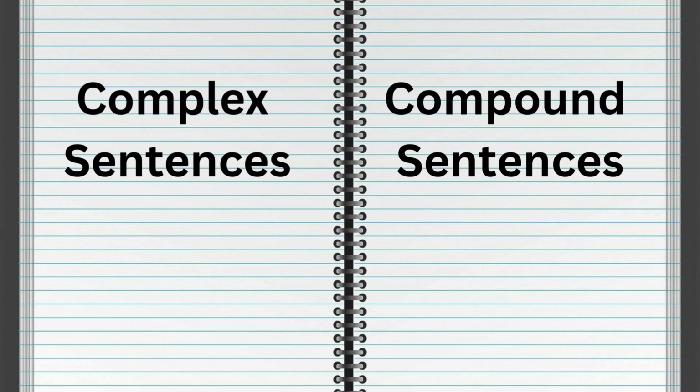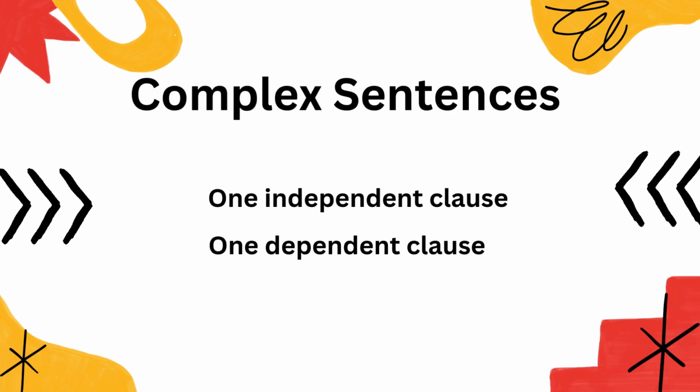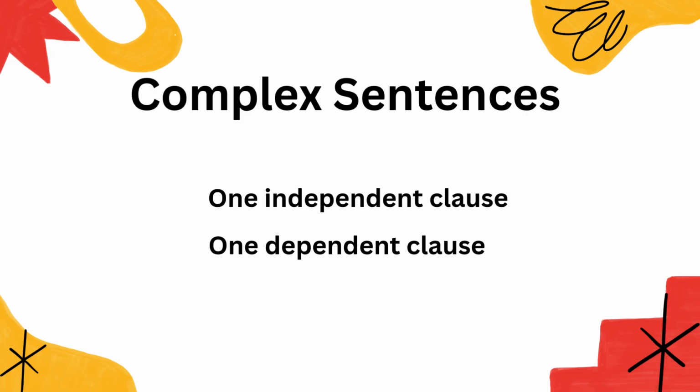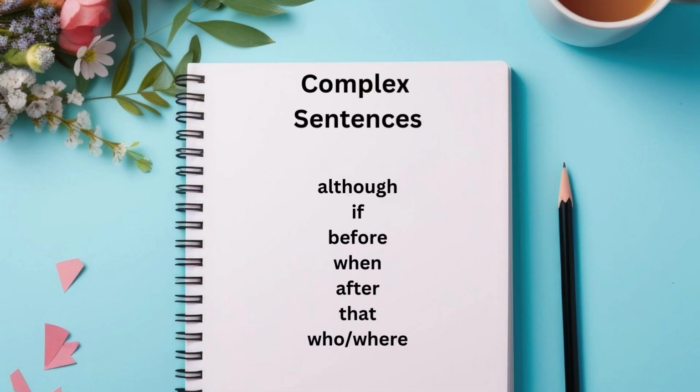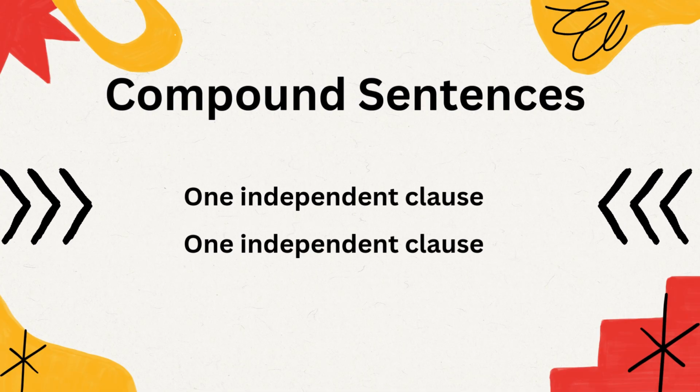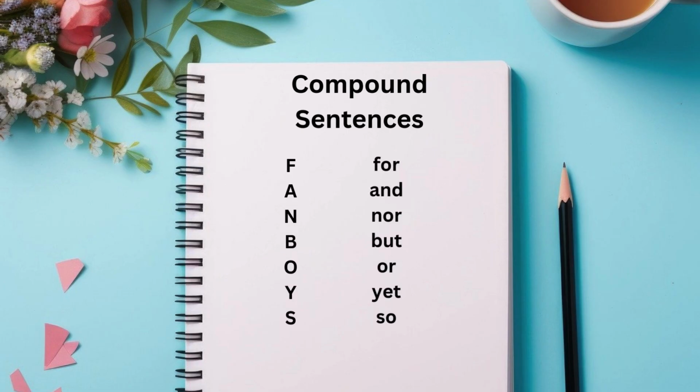First, let's clarify the difference between complex and compound sentences. A complex sentence contains one independent clause and at least one dependent clause. Some linking words that connect ideas in complex sentences are although, if, before, that, who, where. A compound sentence, on the other hand, joins two independent clauses with a coordinating conjunction like for, and, nor, but, or, yet, so. You can remember them with the acronym FANBOYS.